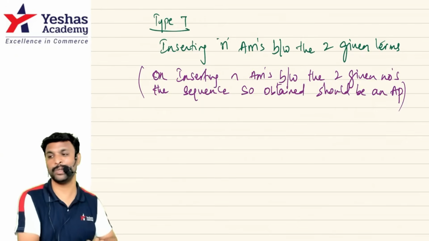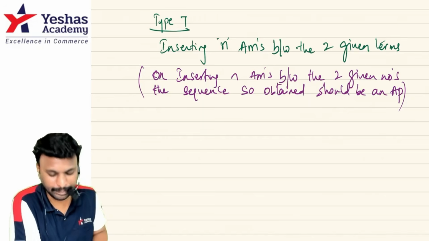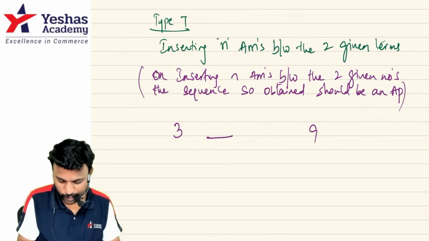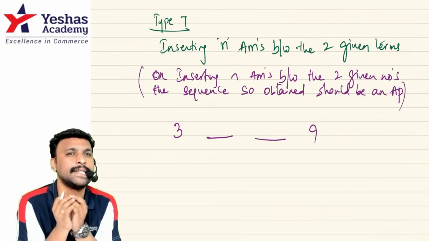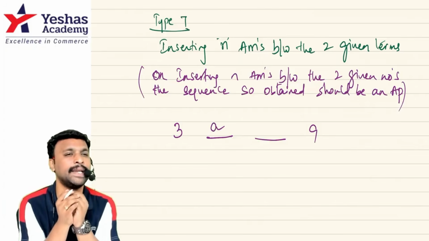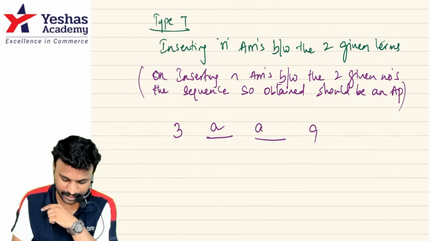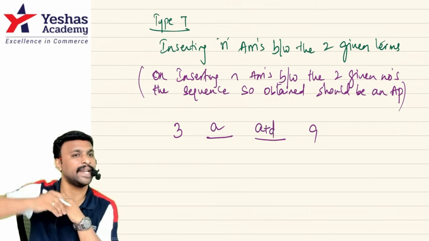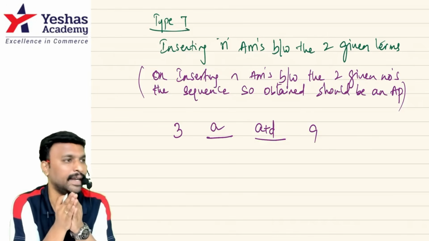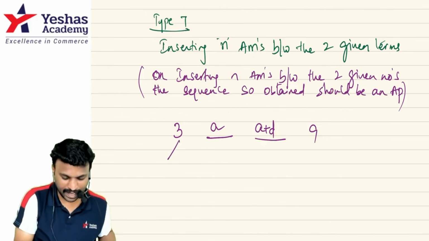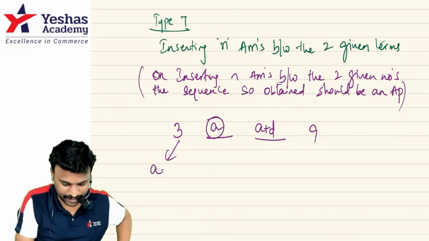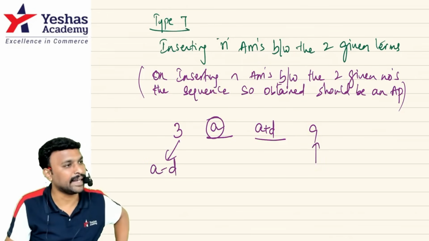Now, how to let those n arithmetic means? I'll go back to the same example: 3 and 9. I want to insert two arithmetic means. The first arithmetic mean is taken as a, and the second is taken as a plus d. If there are n arithmetic means, the last arithmetic mean is taken as a plus n minus 1 into d. If the first arithmetic mean is a, the given first term will be a minus d.